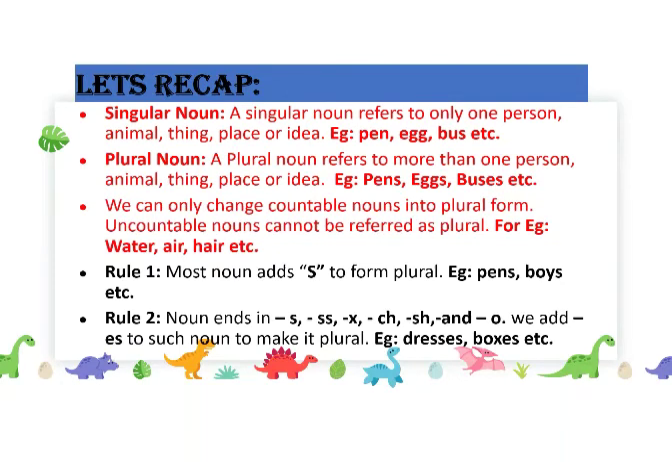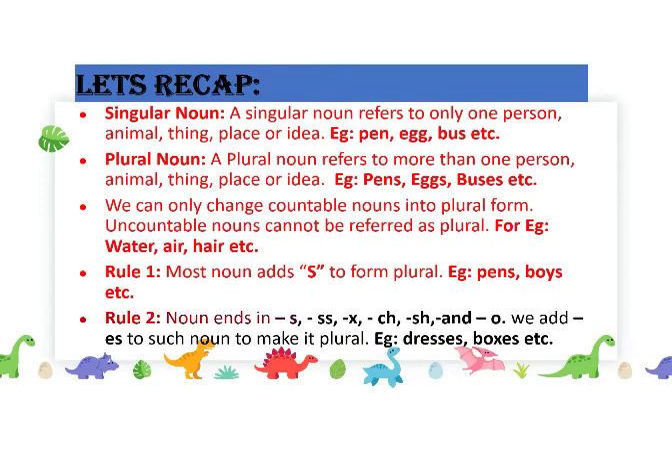And now, rule number 1. Rule number 1 says most nouns add s to form plural. For example, pens, boys, or you can take the example of chair. So many examples by just adding s. This rule number 1 is applicable and we just add s to the noun.